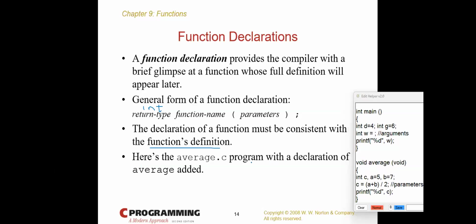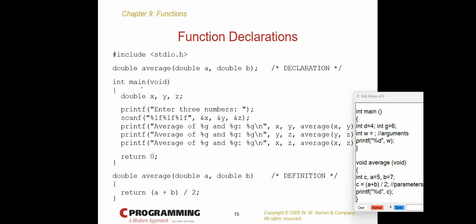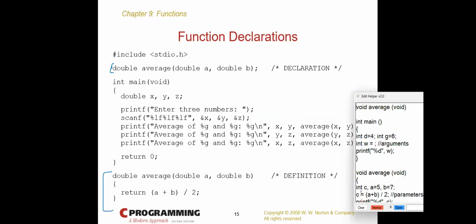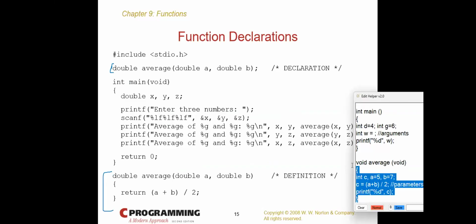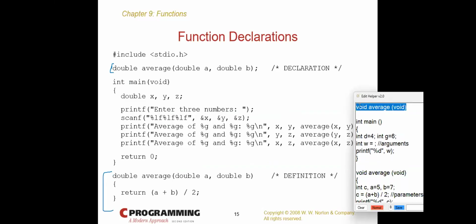So here is that average program again, but now we have added the declaration. We've put the first line of the function up in the main program. Observe, this is the declaration. The function itself is down in the code, just like what we have here now. The function is down in the code, but we have put the declaration up.